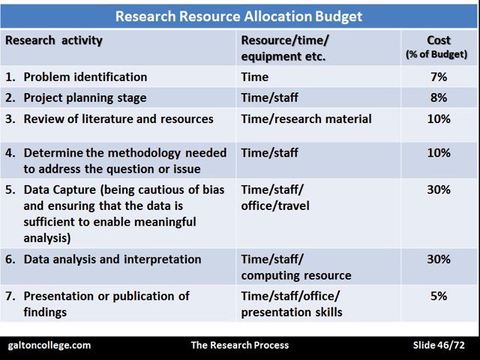Then I've got it in percentages here, so the cost of problem identification might be, let's say, 7% of the final budget. So if the management allocate a certain budget, 7% of it will be to precisely identify the problem. 8% of it will be the project planning stage, and 10% will be reviewing the literature and reviewing the resources. So it's a resource allocation budget.